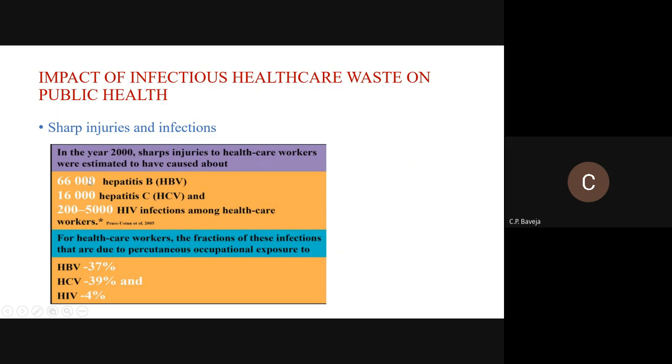So these are all figures of healthcare workers who are at risk and may get hepatitis B, hepatitis C, HIV. For healthcare workers, the fractions of these infections that are due to percutaneous occupational exposure, maybe because of a needle injury, a needle stick injury. So HBV is around 37% in healthcare workers, HCV 39%, and HIV around 4%.